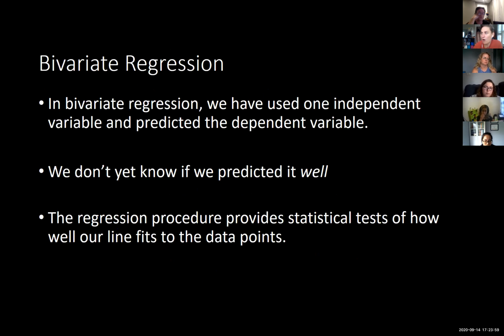We always have one independent variable and one dependent variable in something called a bivariate regression. It just means 2 variables, and you're doing a bivariate regression for homework this week. Now we know what that x value means and we know what the b value means, but we don't know if we've done a good job predicting the data. The regression procedure provides us statistical tests to tell us how well our line fits the data that we've observed.